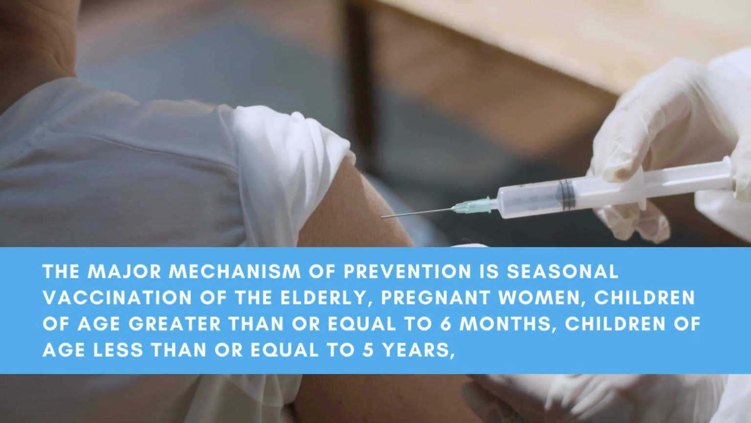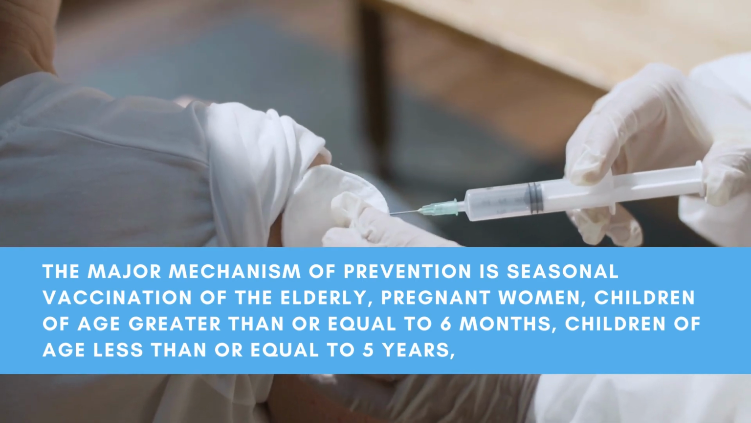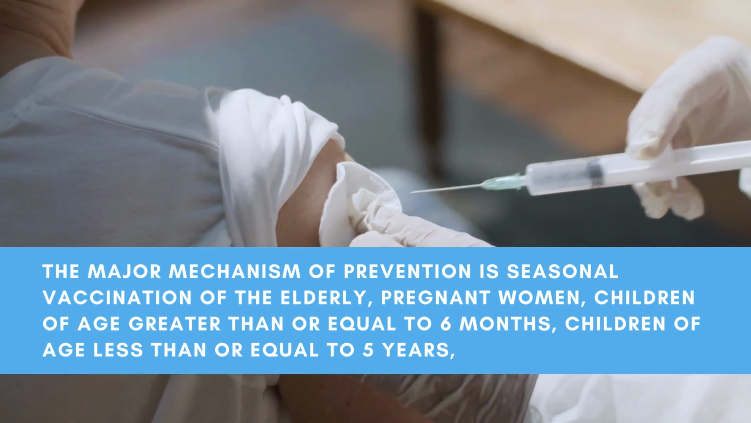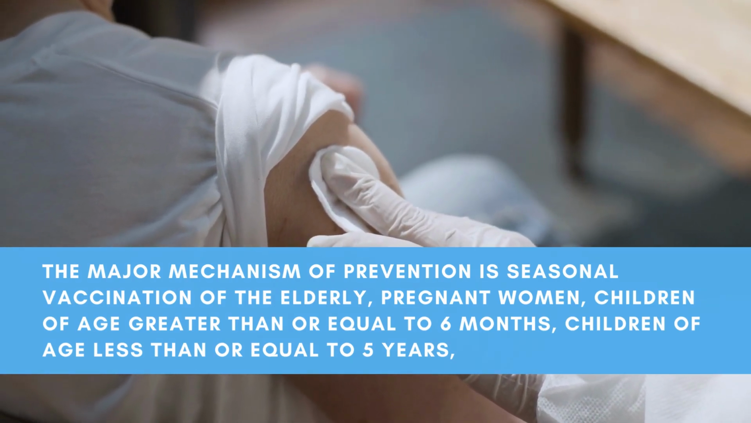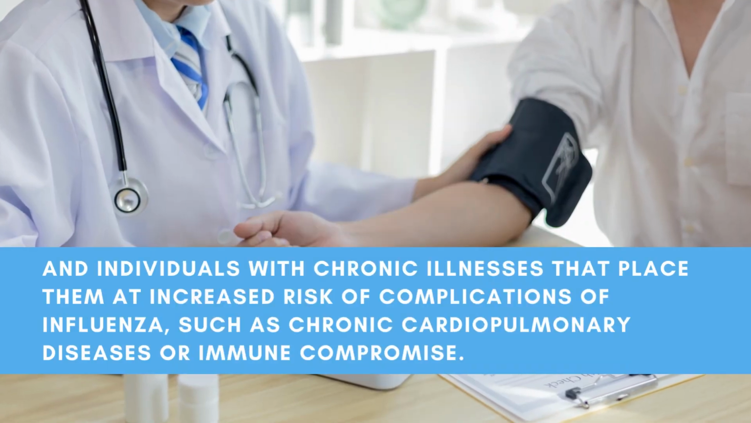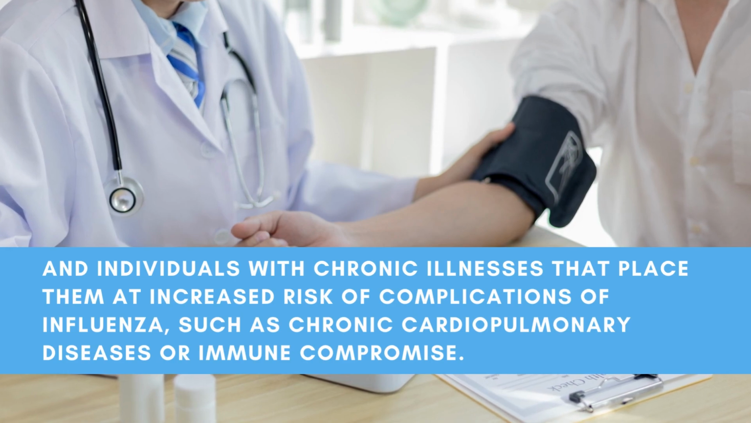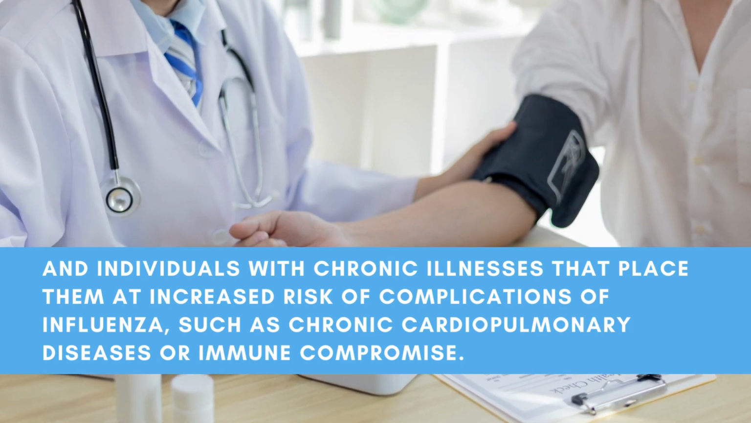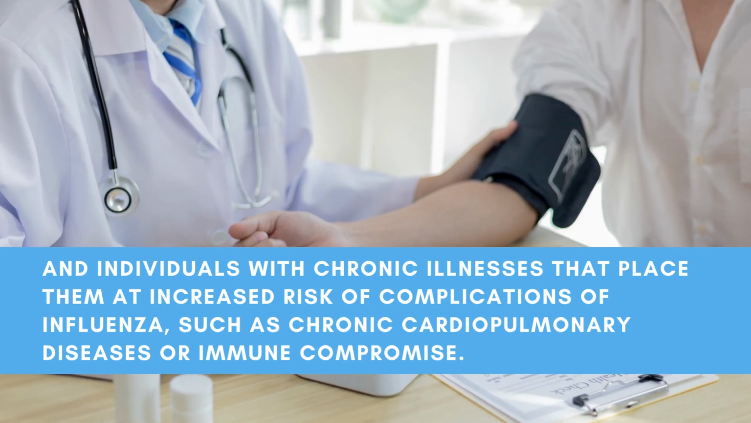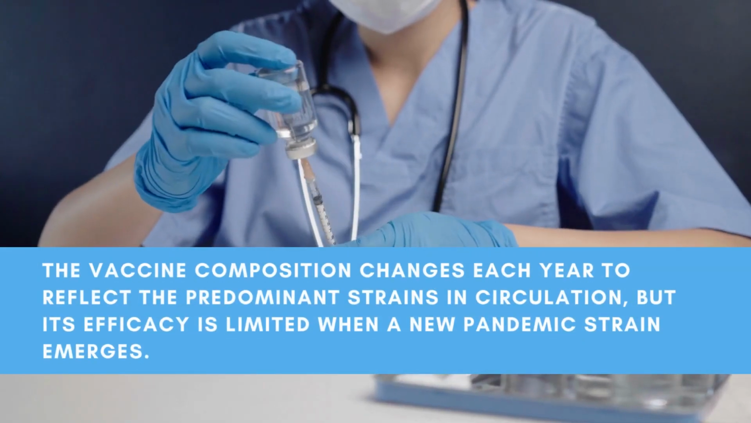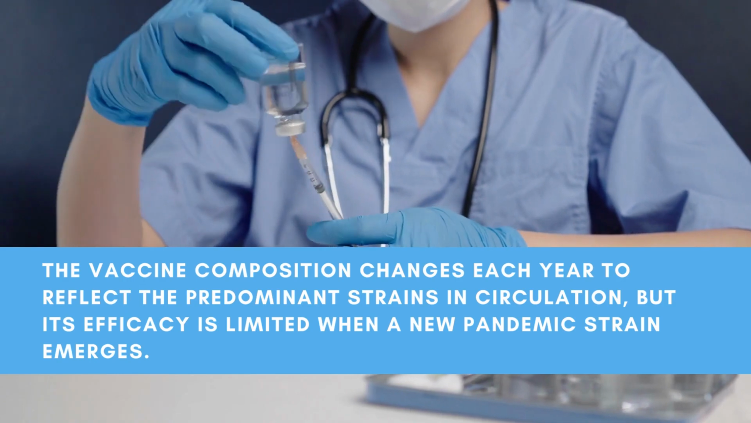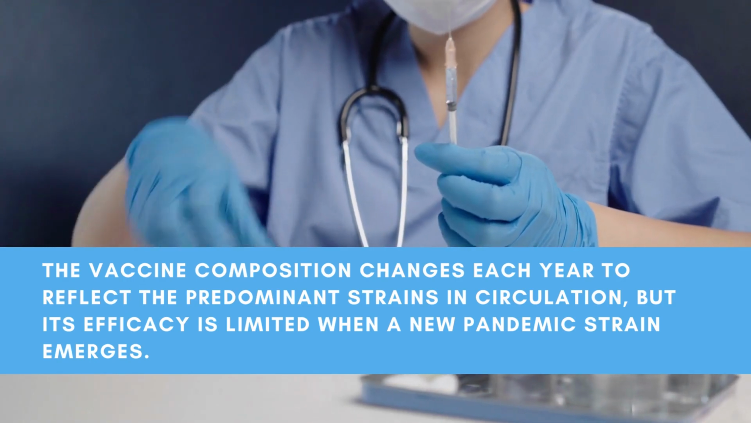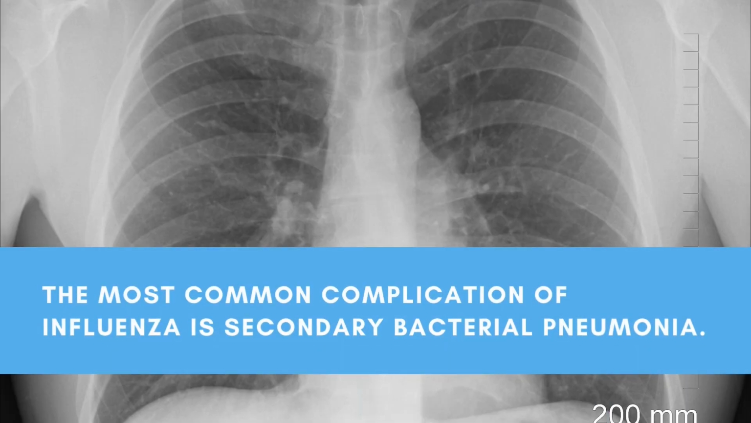The major mechanism of prevention is seasonal vaccination of the elderly, pregnant women, children of age greater than or equal to 6 months, children of age less than or equal to 5 years, and individuals with chronic illnesses that place them at increased risk of complications of influenza, such as chronic cardiopulmonary diseases or immune compromise. The vaccine composition changes each year to reflect the predominant strains in circulation, but its efficacy is limited when a new pandemic strain emerges. The most common complication of influenza is secondary bacterial pneumonia.